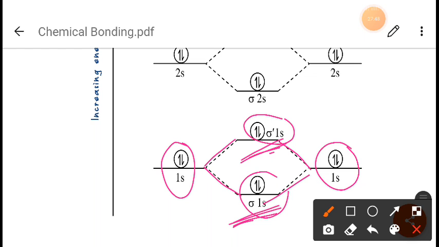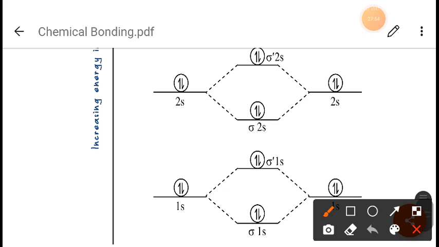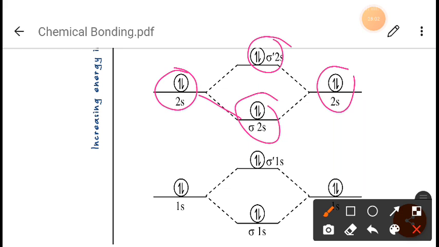Next, when we talk about the 2s and 2s orbitals, when they come close to each other, they will again form sigma 2s and sigma star 2s, as you can see. But the energy of sigma 1s and sigma star 1s will be less than this, as you can see here.